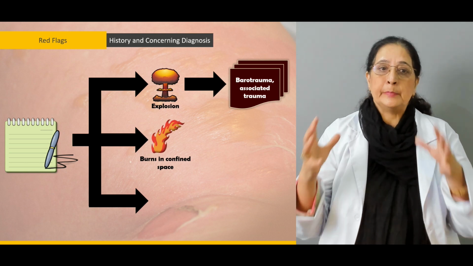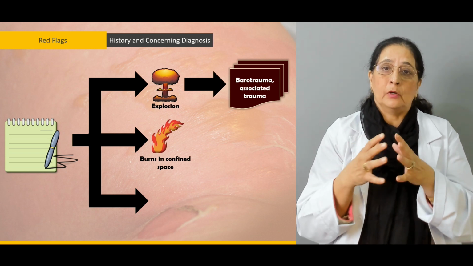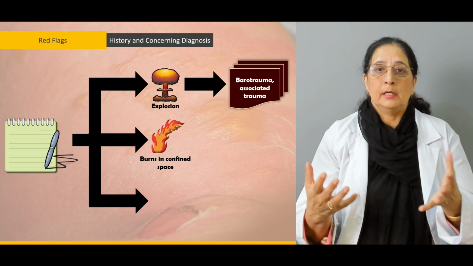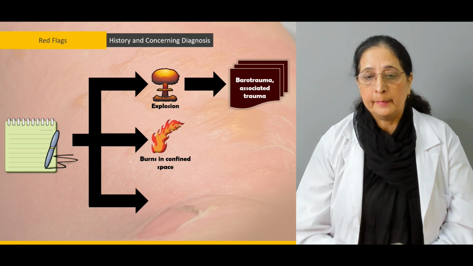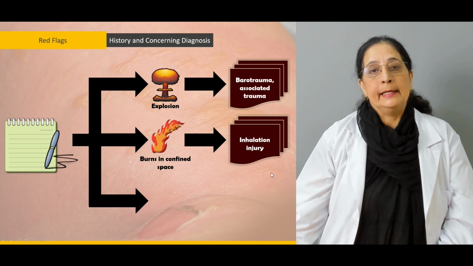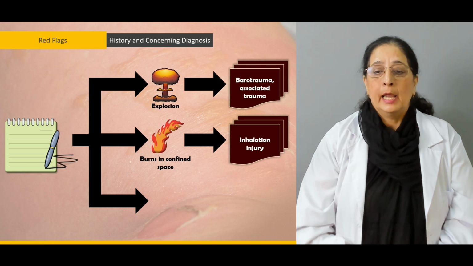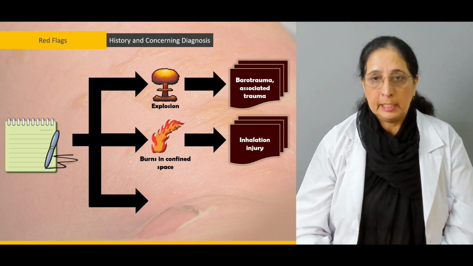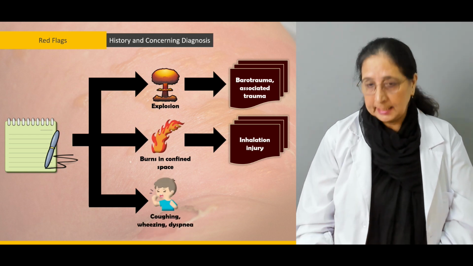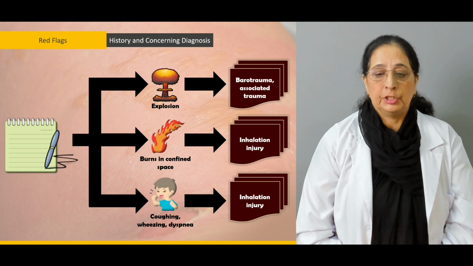Burns in confined space. If it's a confined space, not an open space, the consequences of burn are different as compared to the open space where there is a place for the person to escape. So if there is a burn in confined space, usually it can lead to inhalation injury because there is inhalation of the smoke. Then coughing, wheezing, and dyspnea are also characteristic of inhalation injury.